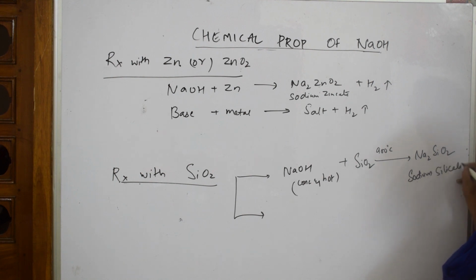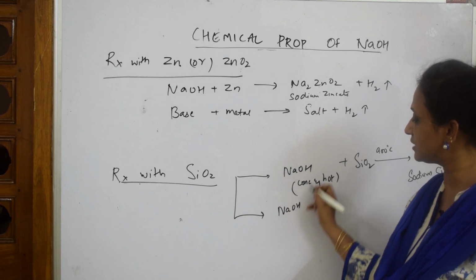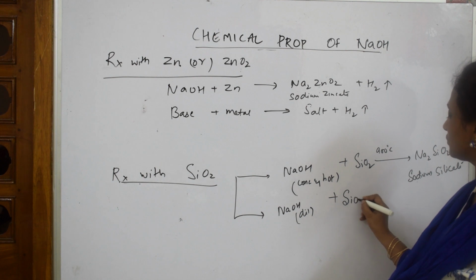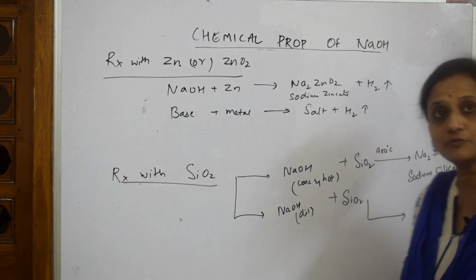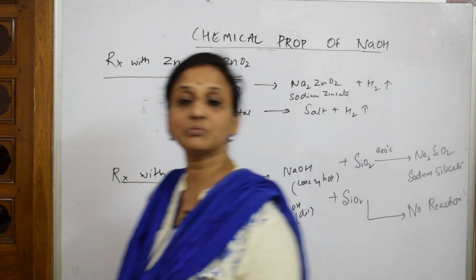Now the same thing, if I take sodium hydroxide dilute instead of concentrated, and it combines with SiO2 silica, what is the product formed? There is no reaction in this particular case. This is what you need to remember.